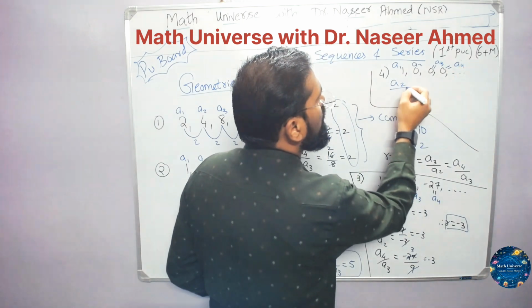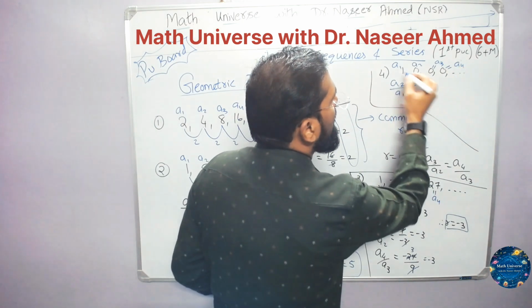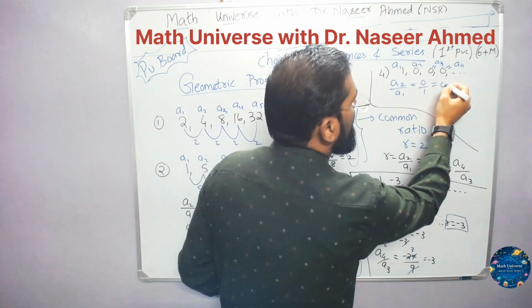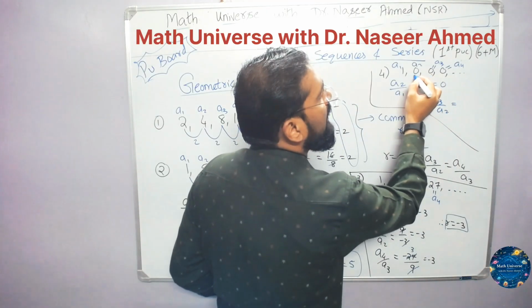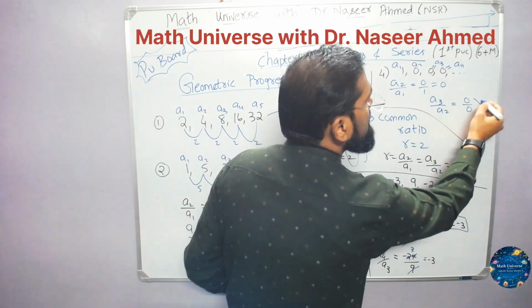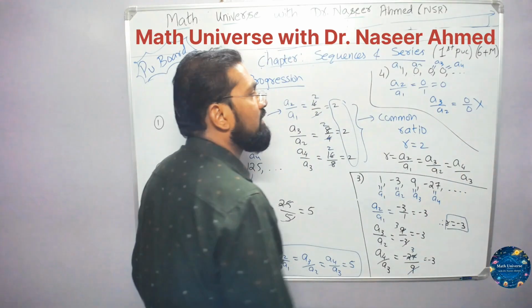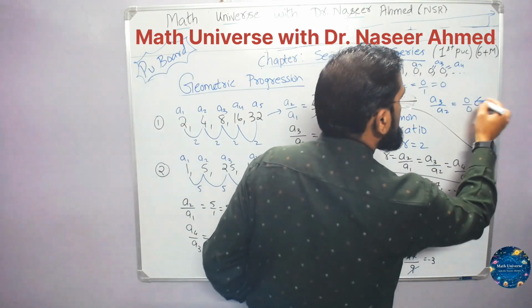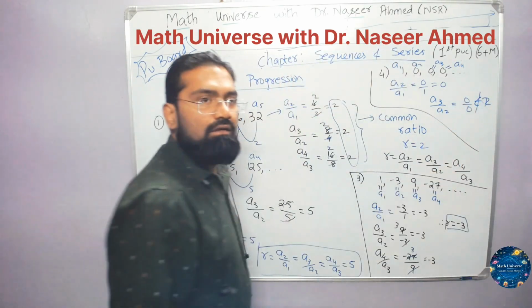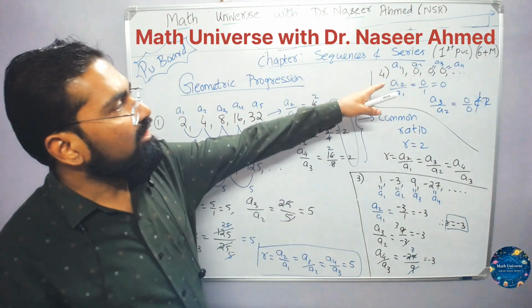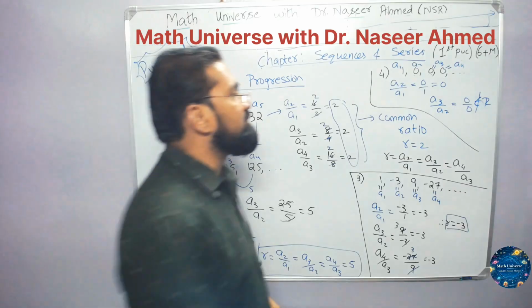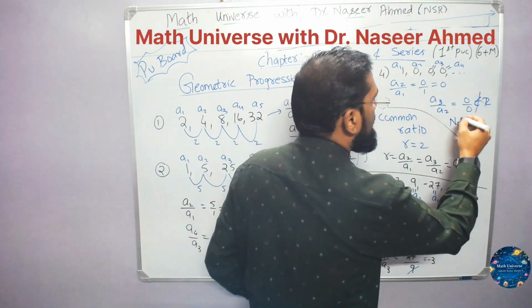See, a2 by a1: a2 is 0, a1 is 1, 0 by 1 is 0. Now see a3 by a2: a3 is 0, a2 is also 0, so 0 by 0. This is not a real number. Whatever we are getting, the answer should be a real number. So you cannot have something like this. This is not a GP.